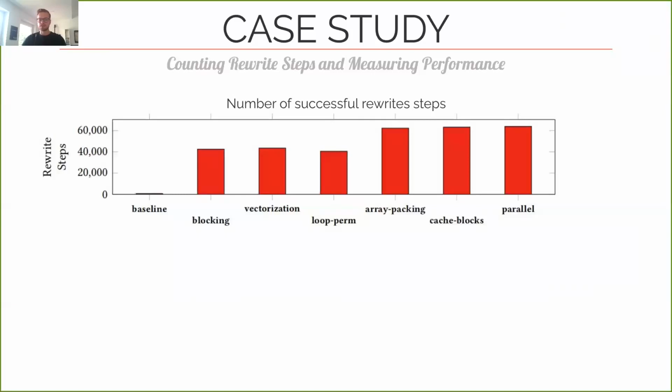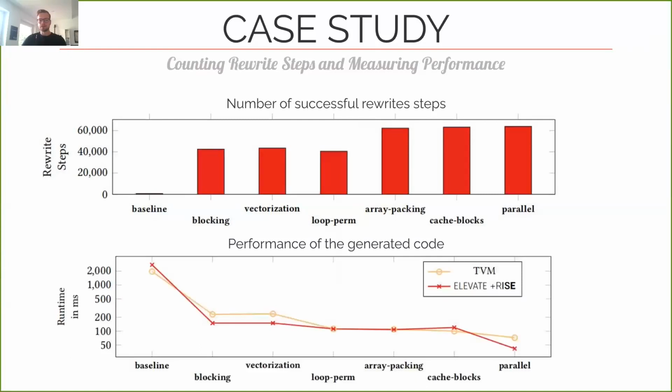Obviously, we also wanted to see if the performance we achieve with our functional way matches the performance achieved by the TVM compiler. And here you see the performance achieved for each of the seven different versions. You'll find that we are able to achieve a similar trend, which means that our Elevate strategies encode the same high performance program optimizations as applied by the state-of-the-art TVM compiler.